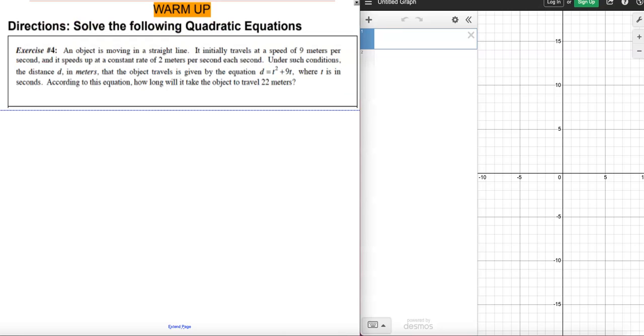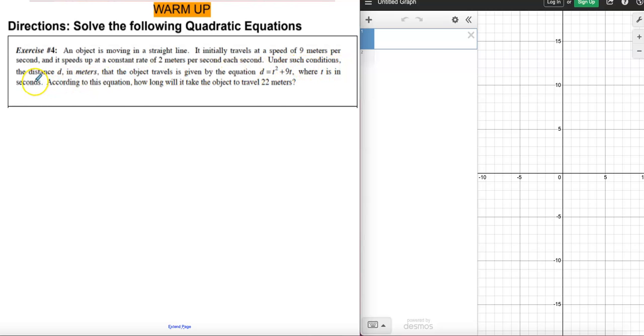So first of all, we're going to start with a warm up with a word problem, and it says an object is moving in a straight line. It initially travels at a speed of 9 meters per second, and it speeds up at a constant rate of 2 meters per second each second.